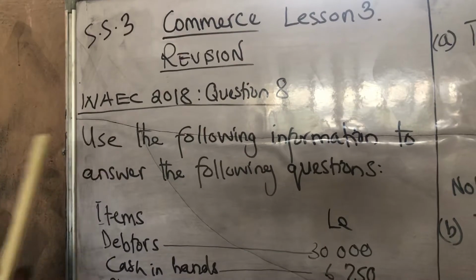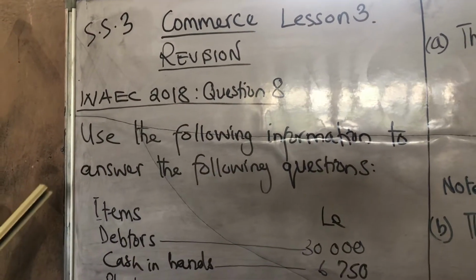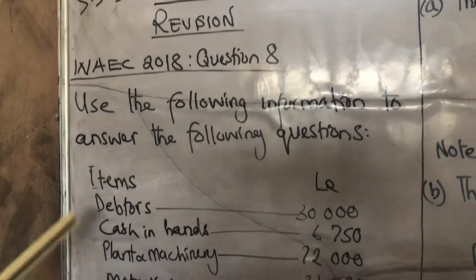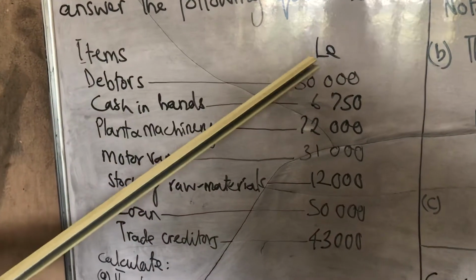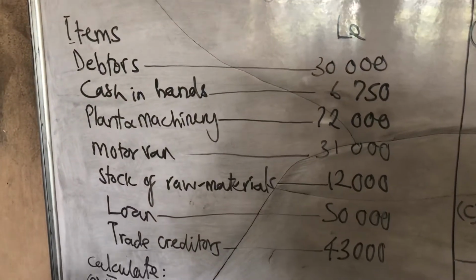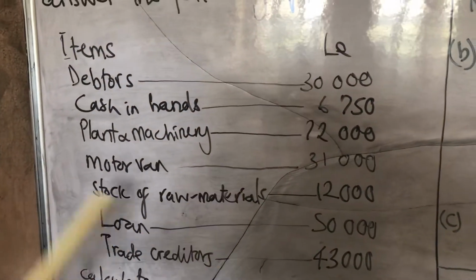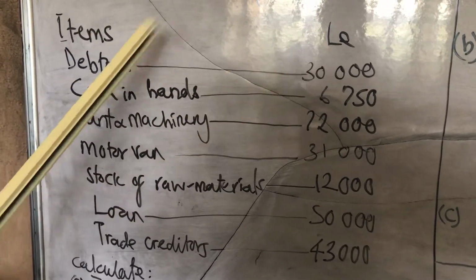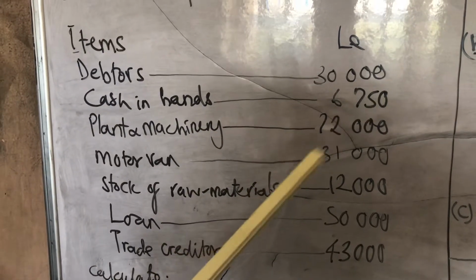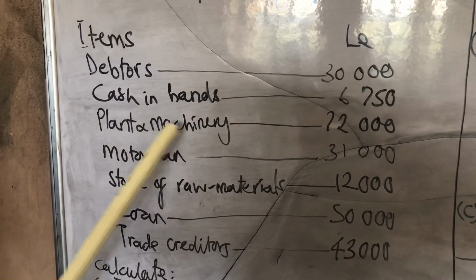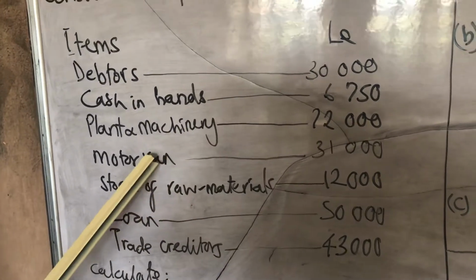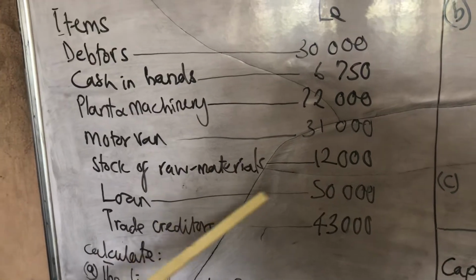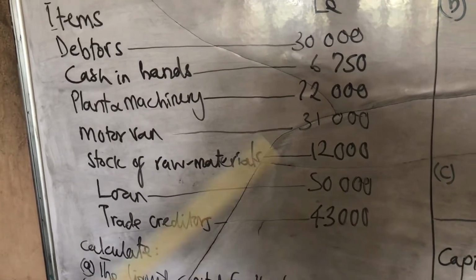WAEC 2018 question 8. Now use the following information to answer the following question. Items. LE here is a currency of one of the West African countries, just like the way you have Naira. Then debtors amount to 30,000, cash in hand 6,750, plant and machinery 72,000, motor van 31,000, stock of raw materials 12,000, loan 50,000, trade creditors 43,000.